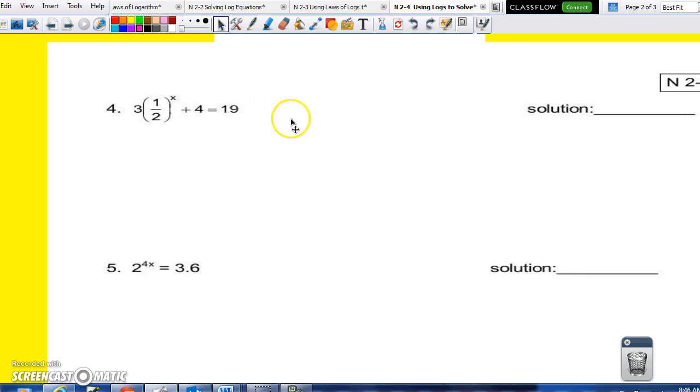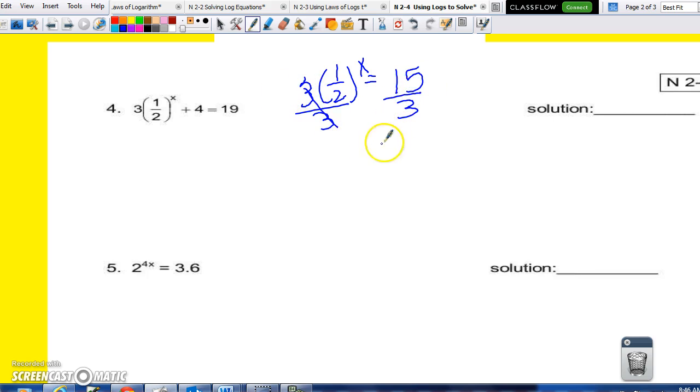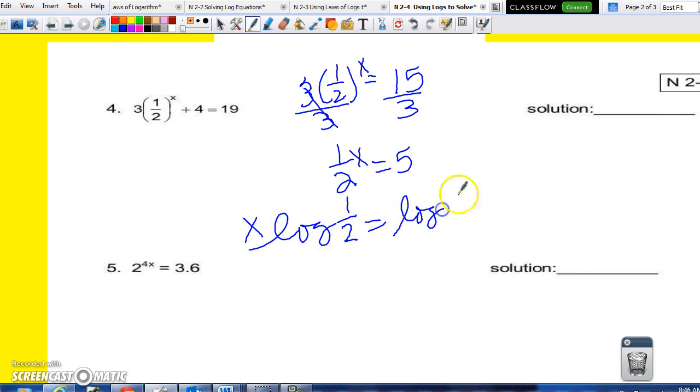Okay, same thing here. I'm going to take my 4 over. So I'm going to get 3 to the 1/2 x equals 15. Divide both sides by 3. Do not try to multiply 3 times 1/2 first. So that's going to give me 3 to the 1/2 x equals 5. So I'm going to rewrite them as log. Log of 3 to the 1/2 x, take my x to the front, equals log of 5. So then I have x equals log of 5 divided by log of 1/2. And you have to show me these steps here before you show me the answer.